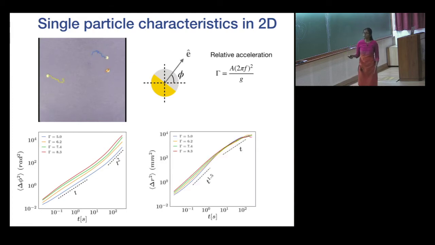And the mean square displacement of the position shows super diffusive behavior in the small time scale and diffusive behavior in the long time scale. So given this kind of property, one can model it as active chiral particles, which are well studied.